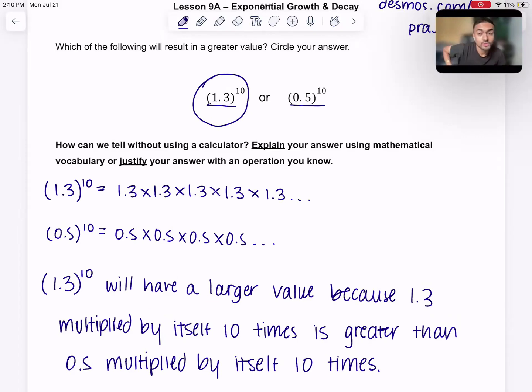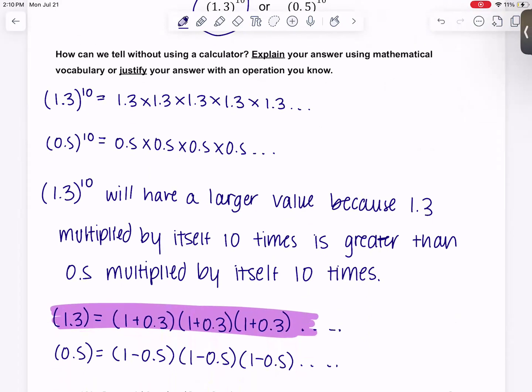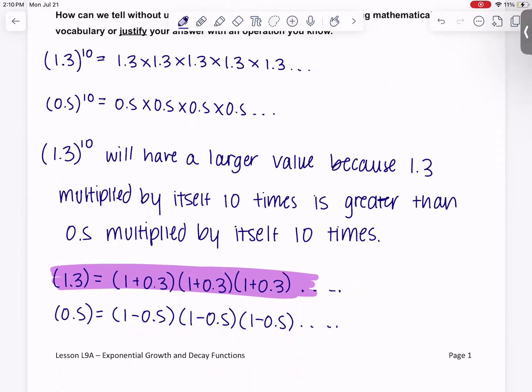Okay, so we can just write that down. We know that exponents represent multiplication or repeated multiplication, multiplying by the same number over and over again. We can also think of it as 1.3 is 1 plus 0.3 multiplied by itself 10 times, whereas 0.5 is 1 minus 0.5 multiplied by itself 10 times. So, of course, addition expressions that are being multiplied 10 times will be bigger than subtraction expressions that are multiplied by themselves 10 times.